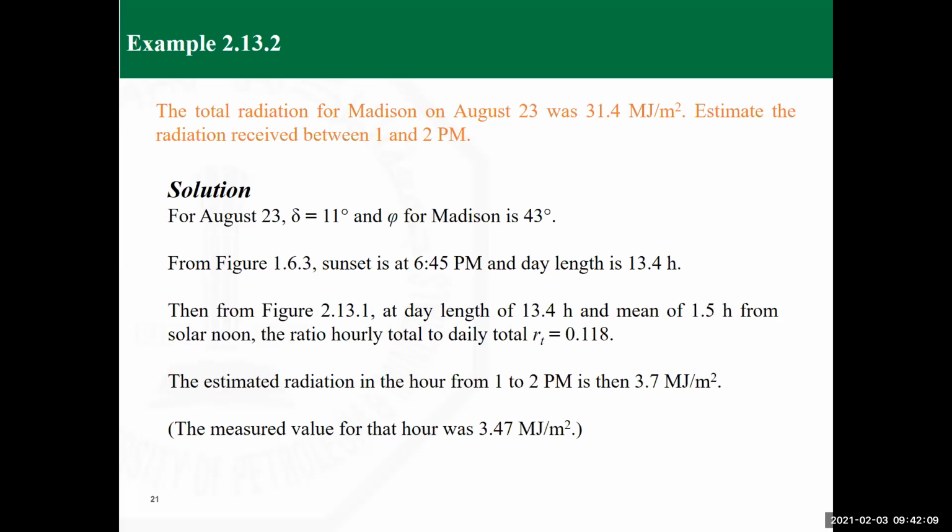Then we are going to substitute into the figure again with a day length of 13.4 and a mean hour of 1.5. We're talking about 1:30 p.m. And then the ratio is going to be obtained as 0.118. This is RT.